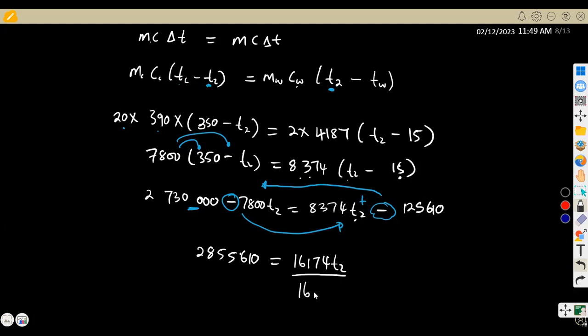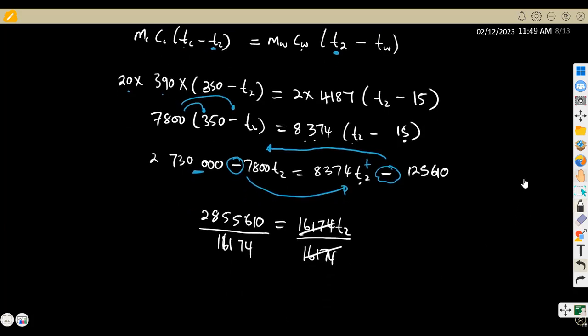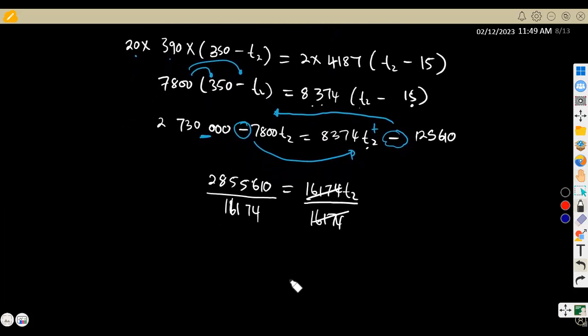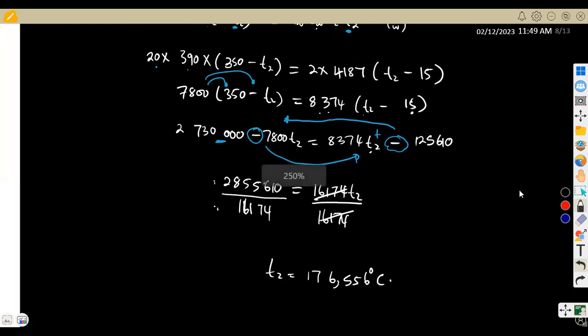So to find T2, divide both sides by 16174. That's what you're going to have in this case. Divide these two and we get our T2. Guys, make sure that you use your calculators properly. T2 is going to be 176.556 degrees Celsius. Remember this is temperature, which is measured in degrees Celsius.